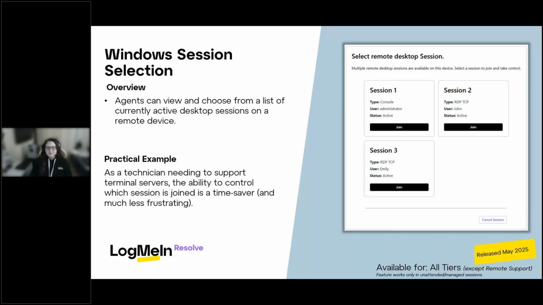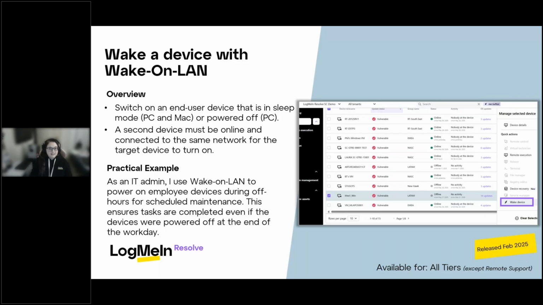But one more remote support release that we want to just highlight as we go through all the cool things from 2025 so far is the ability to wake a device. So if you have a device that is in sleep mode, PC or Mac, or a powered off PC, and there's a second device online on that network, you can use this wake device feature to turn it on. That's super useful, especially as an IT admin doing things during off hours, maybe for scheduled maintenance. If somebody turned their device off, we don't want to just be stuck. We can use this feature to turn it on and then take care of business as we would have if the device had been on to begin with. So that came out earlier this year, but just make sure you know that it's there and take advantage of it when you need it.